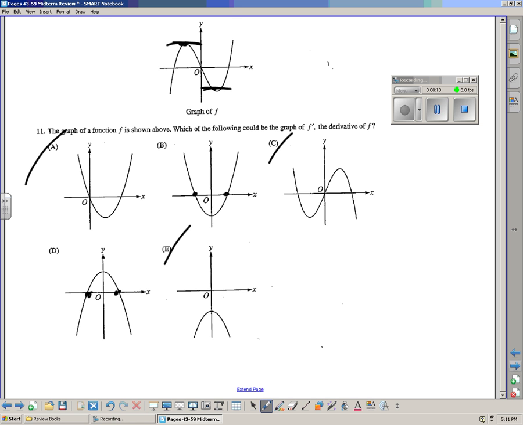And now, if you think about it, the function is increasing till you get to this first guy. So your slopes are positive. Slopes are positive on B, but negative at D. So B is your answer.